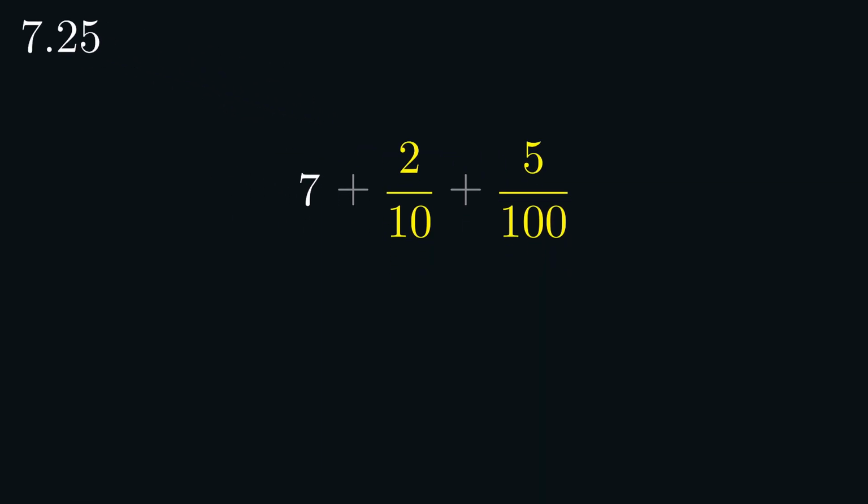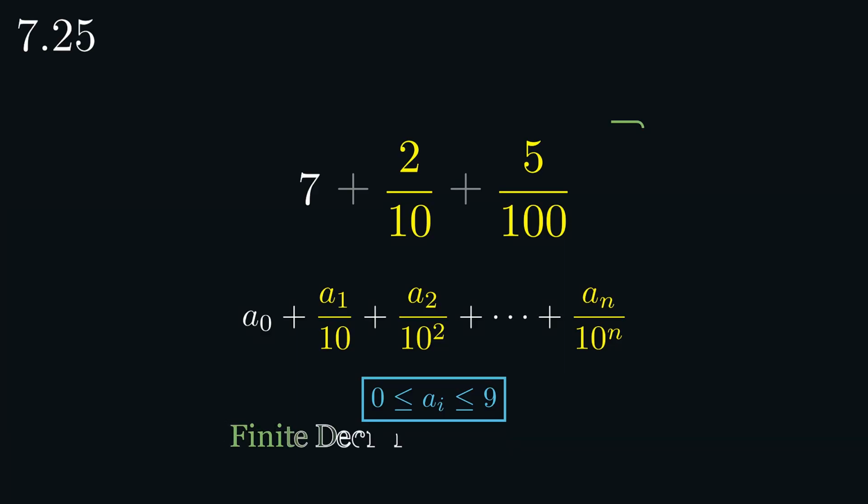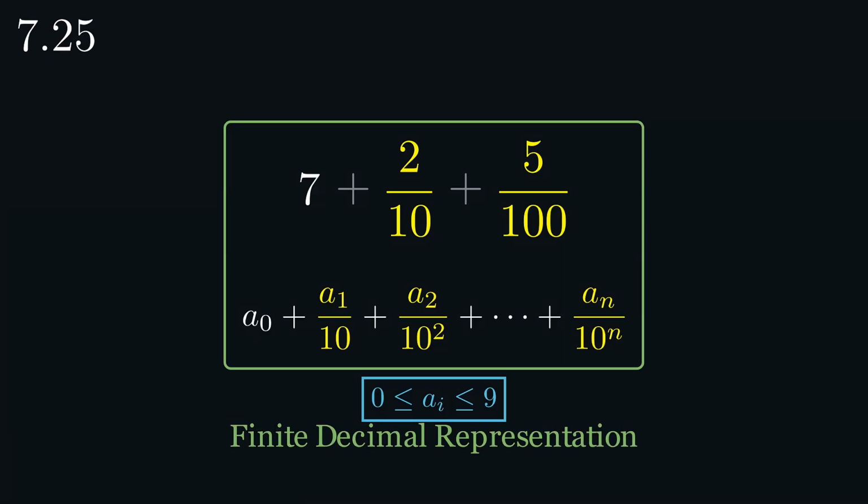When you write a number like 7.25, what does that actually mean? It means 7 plus 2/10 plus 5/100. More formally, a0 plus a1 over 10 plus a2 over 10 squared, and so on, up to an over 10 to the n. Each digit ai is an integer from 0 to 9. The whole number part, a0, can be any non-negative integer. We call this a finite decimal representation.